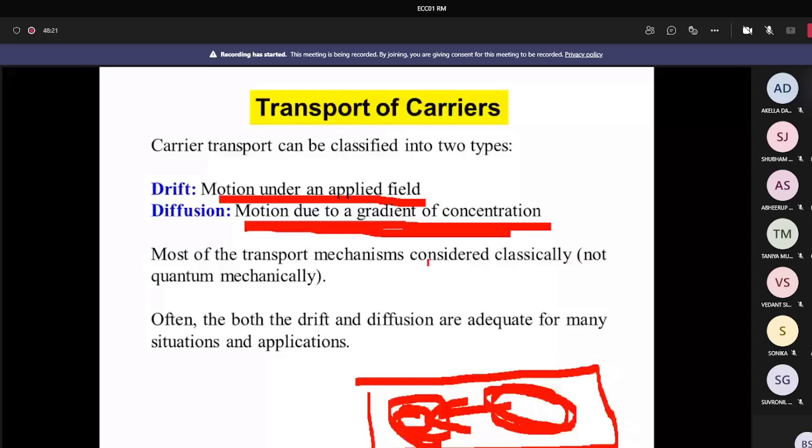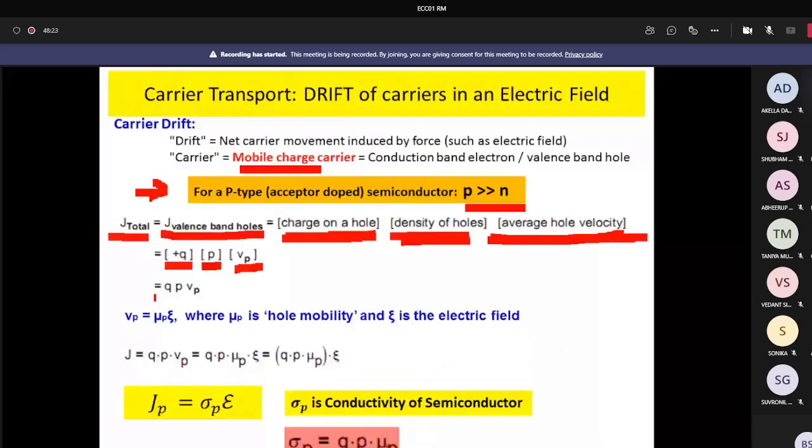Now this is your current density. There is one relation to remember: how the drift velocity is related to your electric field, because I told you this average velocity is due to the electric field. As we apply the electric field, carriers are moving, so there is obviously a relation between the electric field and the average hole velocity. The velocity is proportional to the electric field, with proportionality constant mu p, which is defined as the hole mobility, and E is the electric field.